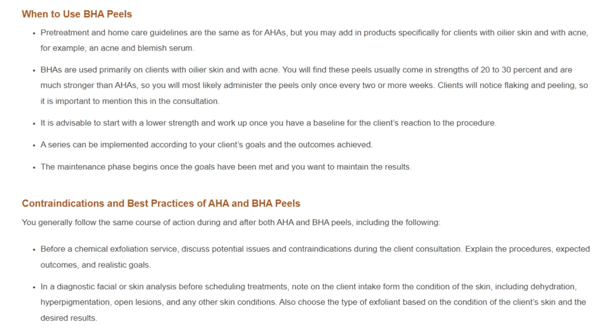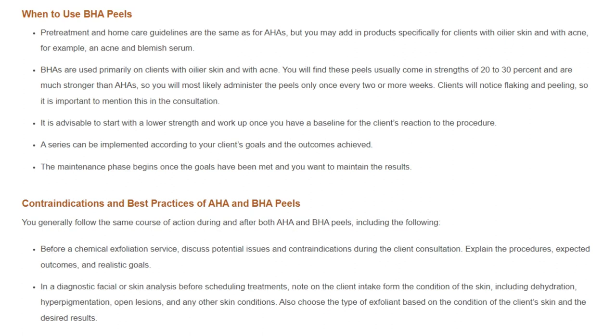You will find these peels usually come in strengths of 20 to 30% and are much stronger than AHAs, so you will most likely administer the peels only once every 2 or more weeks. Clients will notice flaking and peeling, so it is important to mention this in the consultation. It is advisable to start with a lower strength and work up once you have a baseline for the client's reaction to the procedure. A series can be implemented according to your client's goals and the outcomes achieved. The maintenance phase begins once the goals have been met and you want to maintain the results.